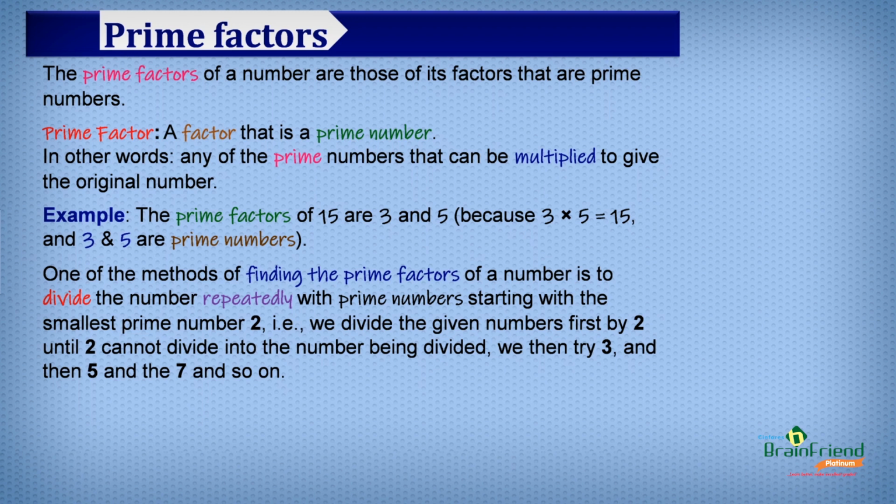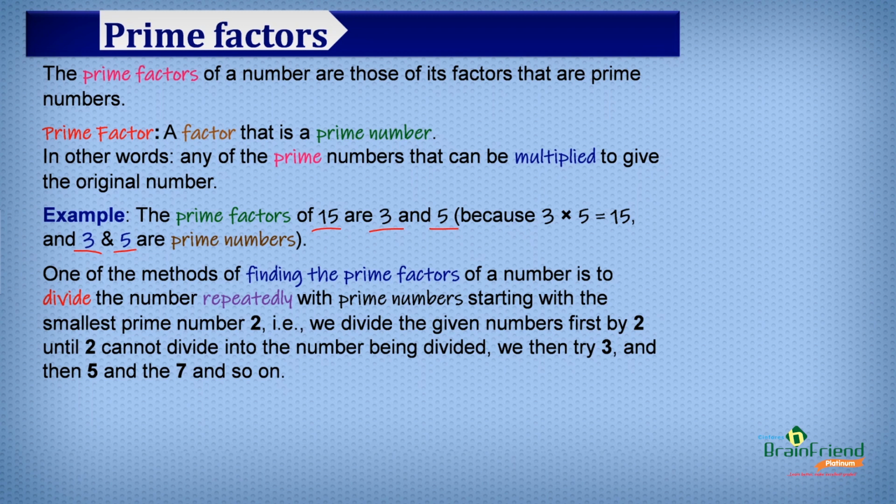Here we have an example. The prime factors of 15 are 3 and 5, because 3 multiplied by 5 gives us 15. We have seen that 3 and 5 are factors of 15. But 3 and 5 are also prime numbers. So 3 and 5 are the prime factors of the number 15.